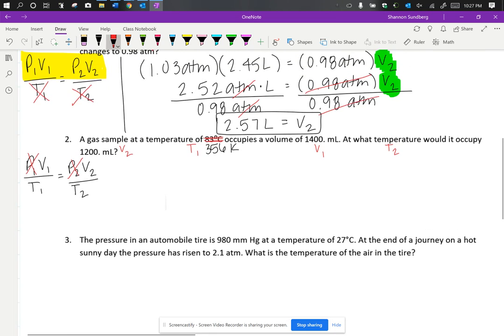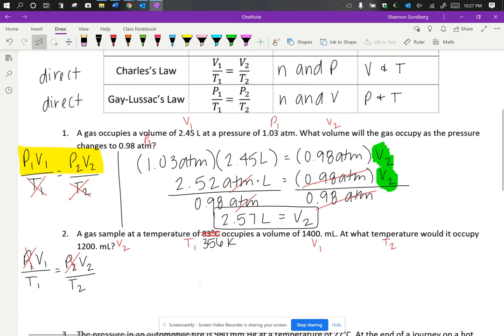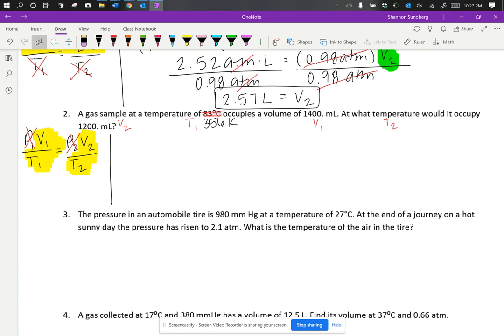And if you look up here, that's Charles's law. Again, I don't care if you know that it's Charles's law. I just need you to know that it is direct TV. There's a direct relationship going on here. So your equation is going to be V1 over T1 equals V2 over T2, just like that. Well, now let's just sub in all of the things that they gave us. So V1 here was 1,400 milliliters.